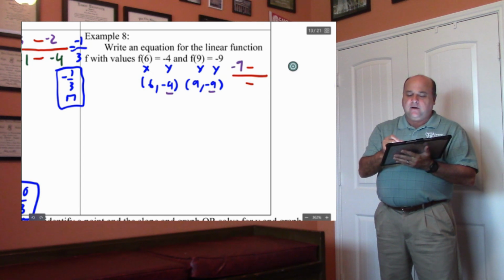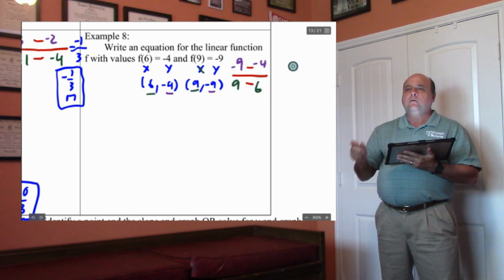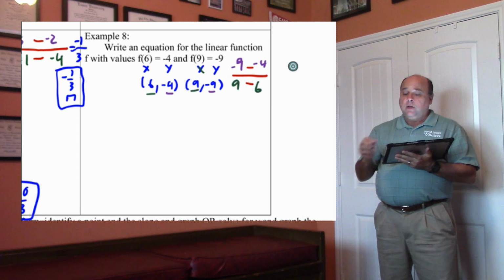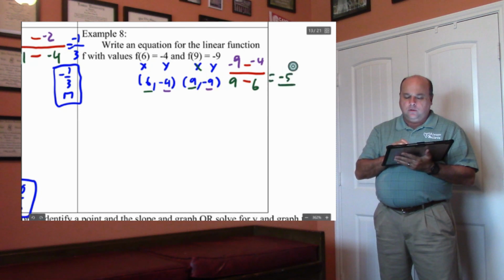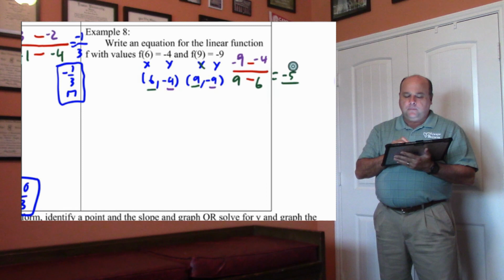Our y's are -9 and -4, and our x's are going to be 9 and 6, right? Okay. So -9 plus 4 is -5 over, did I do that right? Yep.